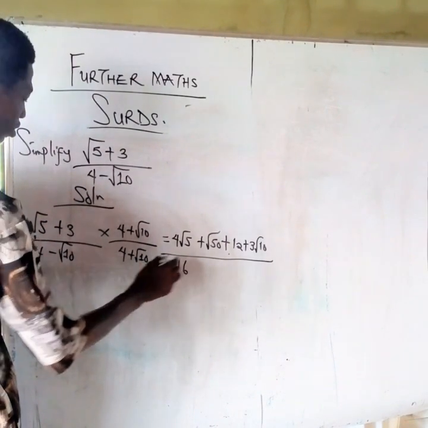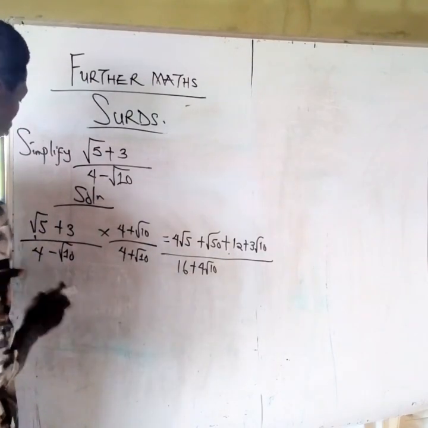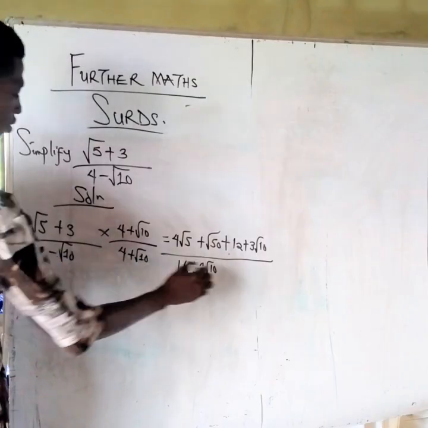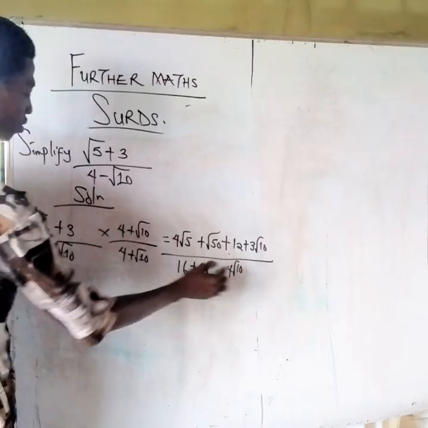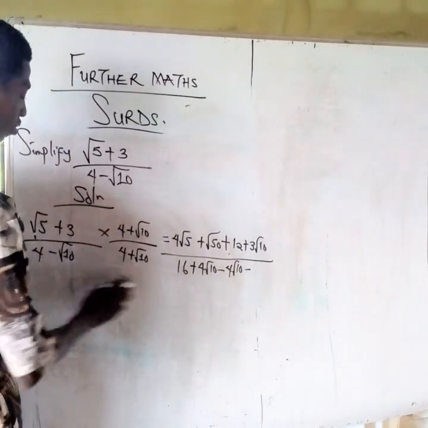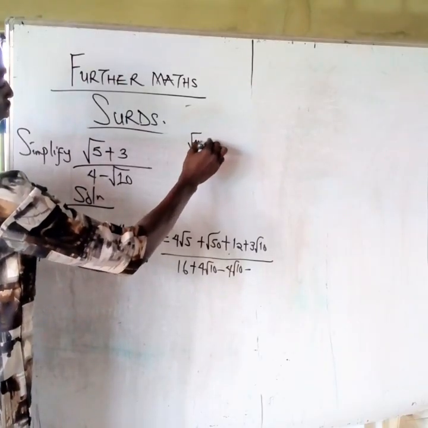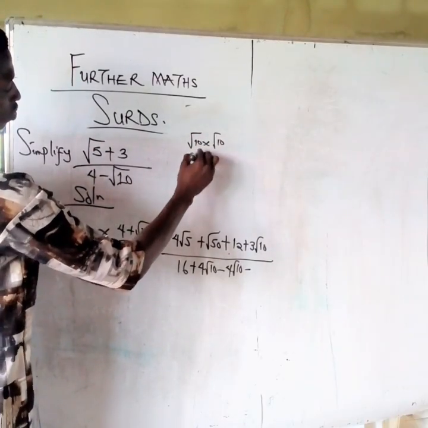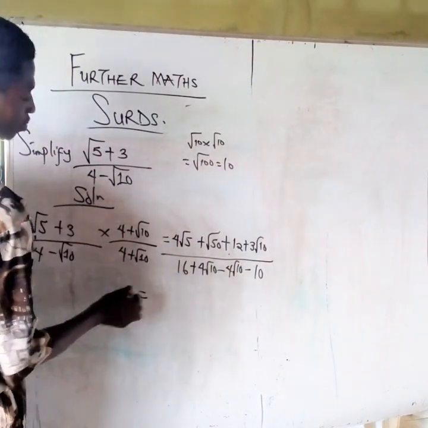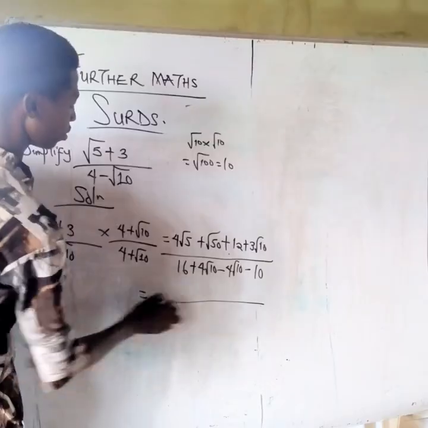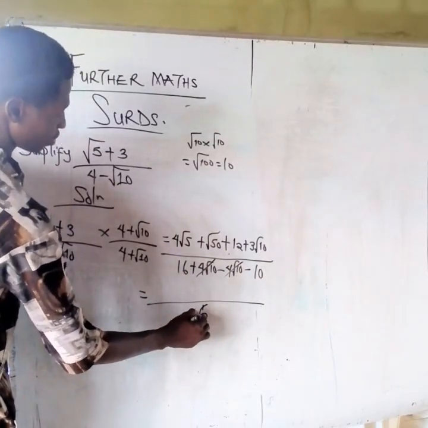4 times root 10 is, minus root 10 times 4 is minus 4 root 10. So you have minus times plus is minus. Root 10 times root 10 gives you root 100, and the square root of 100 is 10. So it gives you 10. Now we have something to deal with. This cancels this. 16 minus 10 is 6.